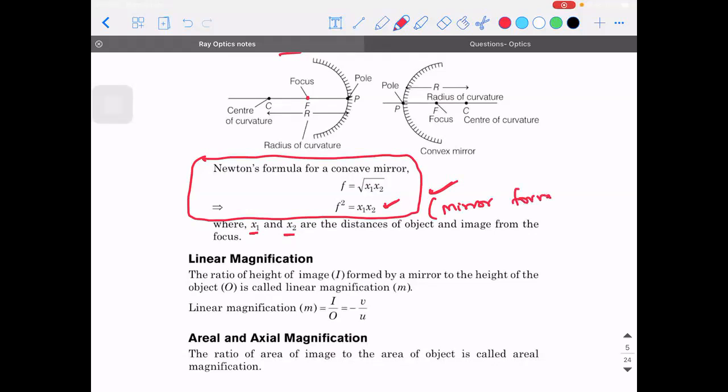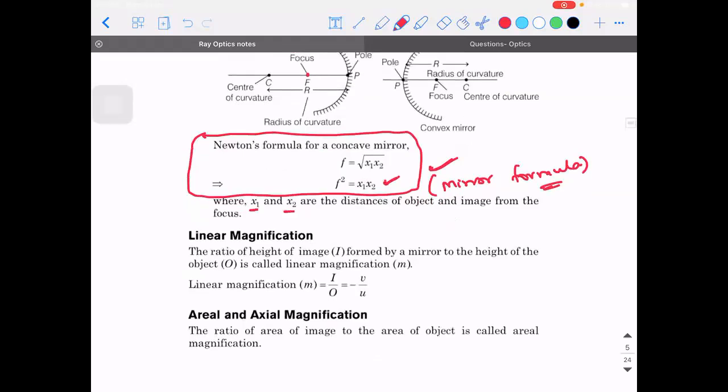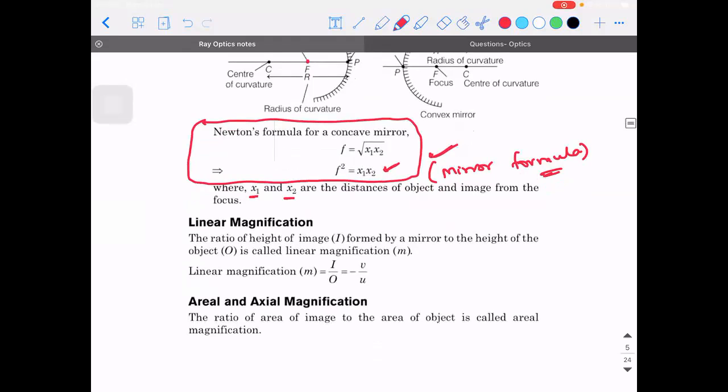Sir, so basically U is equal to F plus X, sir. Either F plus or minus X. Plus or minus X, okay. Yes. Yeah. Okay.